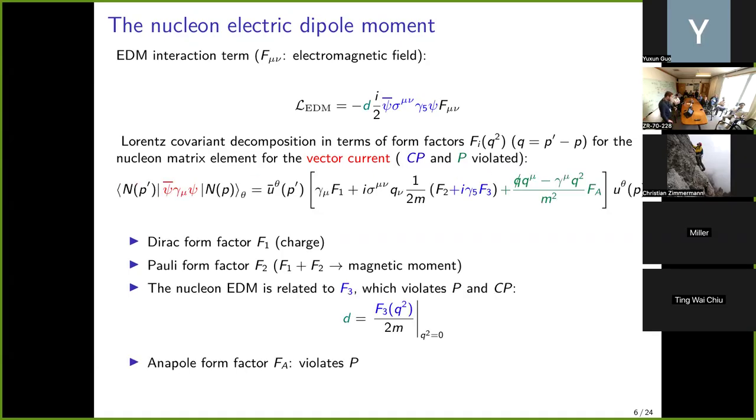However, if CP and P are violated, we have two extra terms, the F3 term and the FA term. FA is the so-called anapole form factor. And the important term in our case is the F3 term, and that has the required gamma 5 here. So the dipole moment can be identified by the ratio F3 over 2m at q squared equals zero, at zero momentum transfer, basically.